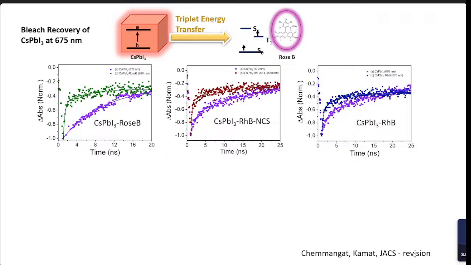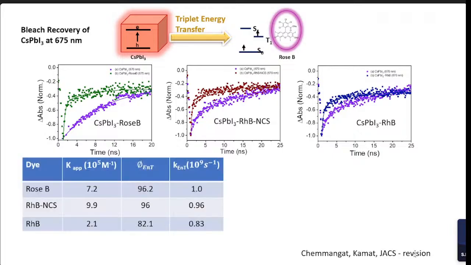This is with the isothiocyanate, and this is Rose Bengal. Again, in all cases, when you have the dye, it recovers fast. If you assume that all this recovery comes from the energy transfer, we can calculate the energy transfer rate by comparing the two, and you get of the order of 10 to the 9.